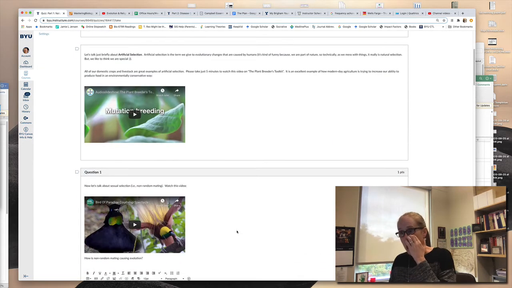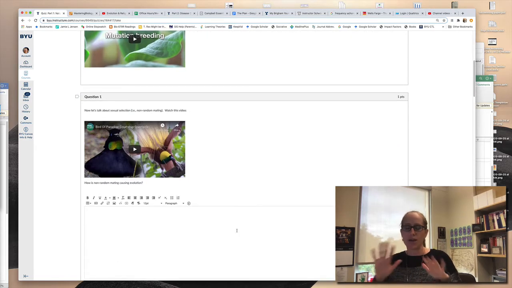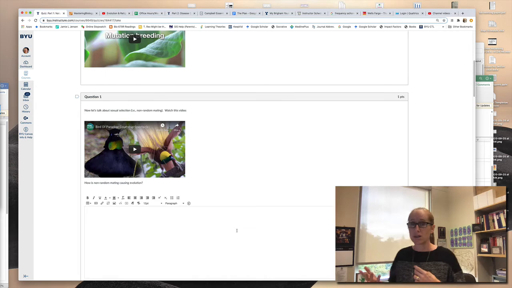But then sexual selection is a form of selection that we group into that non-random mating category of Hardy-Weinberg. So you watched the Birds of Paradise video and how they select for certain traits to breed with them, and sometimes those traits are not super beneficial. Some organisms have really flashy displays that are likely to get them killed, but they're also likely to get them to mate before they get killed.